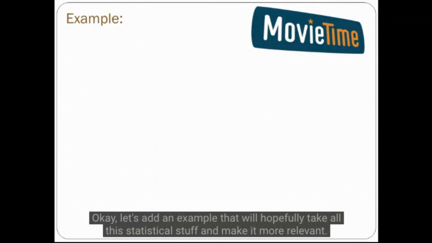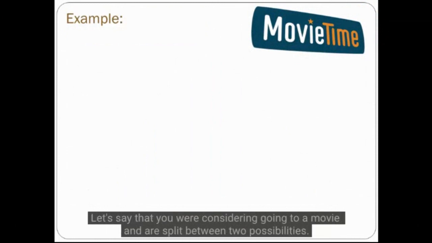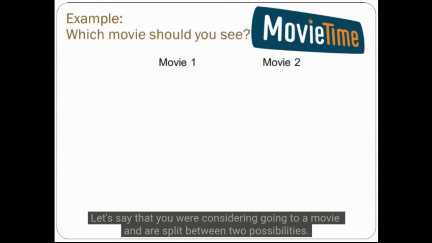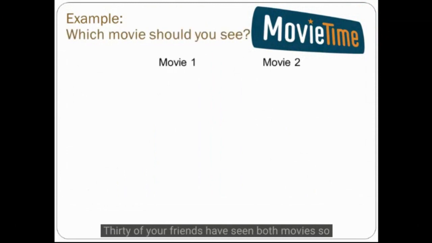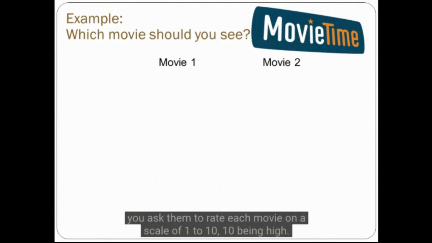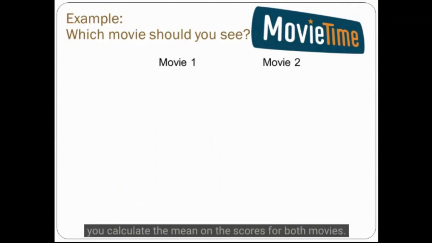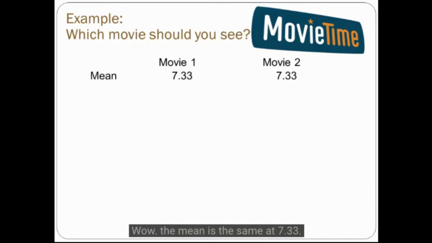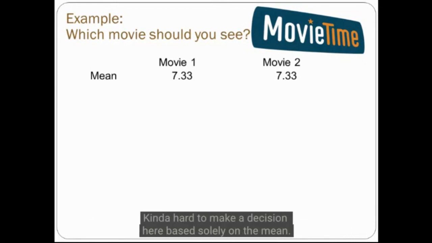Okay, let's add an example that will hopefully take all this statistical stuff and make it more relevant. Let's say that you are considering going to a movie and are split between 2 possibilities. 30 of your friends have seen both movies, so you ask them to rate each movie on a scale of 1 to 10, 10 being high. Knowing what you do about measures of central tendency, you calculate a mean on the scores for both movies. Wow, the mean is the same at 7.33. Kind of hard to make a decision here based solely on the mean.